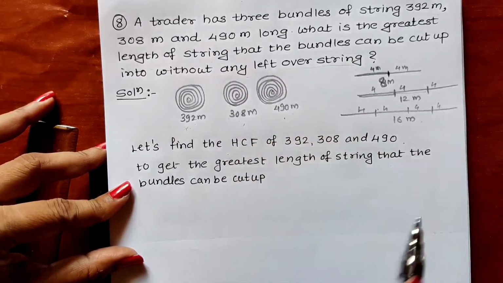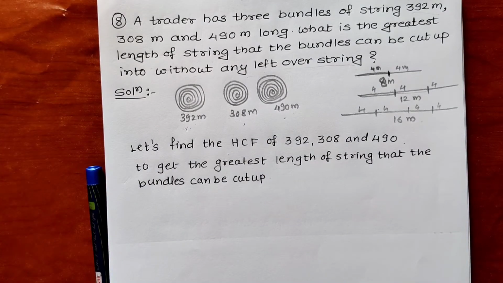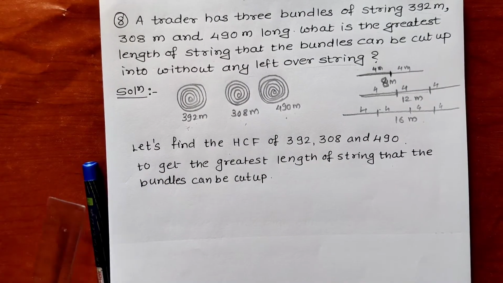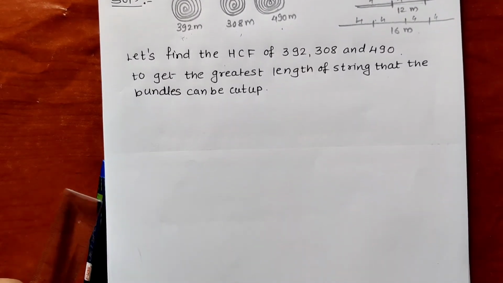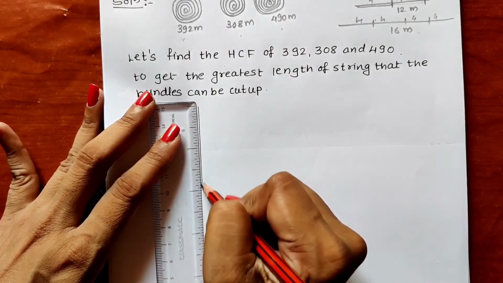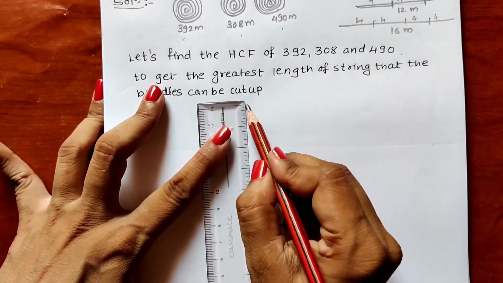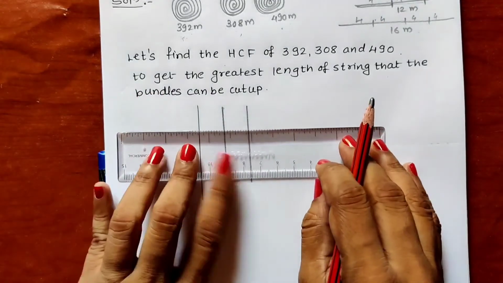Without any leftover string. Okay, that we will be writing in the end as the answer. So let us find out the HCF of these 3 numbers. So I will have to draw this. You all know in combine we can find out the highest common factor.